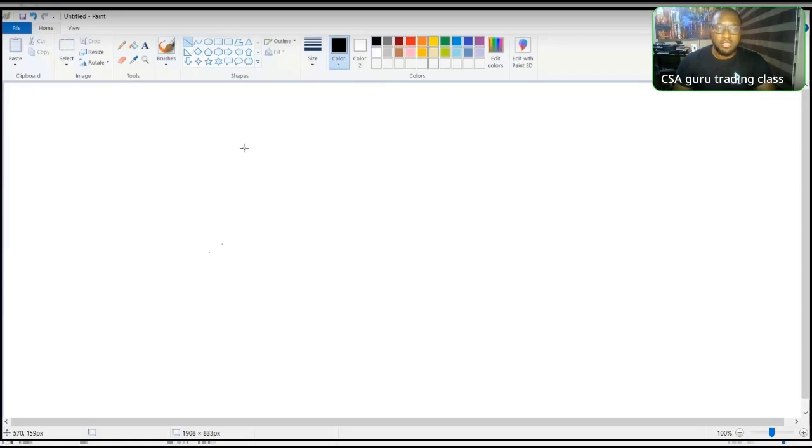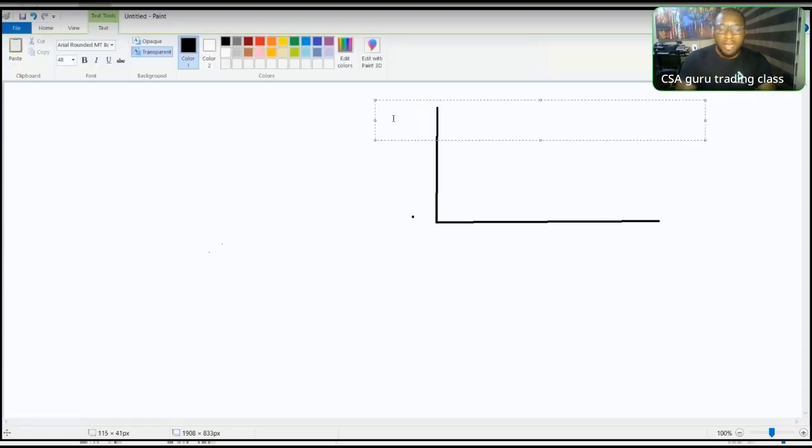For a line chart, you have a straight line, that's the y-axis, and you have another straight line, which is the x-axis. So we have the y-axis and the x-axis. On the y-axis, this is where you see your price.